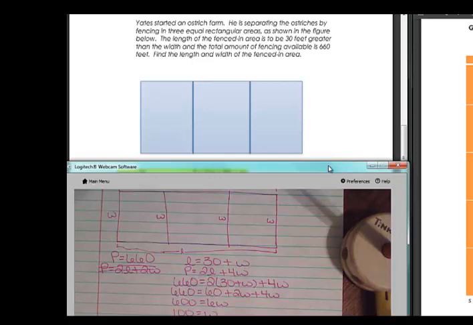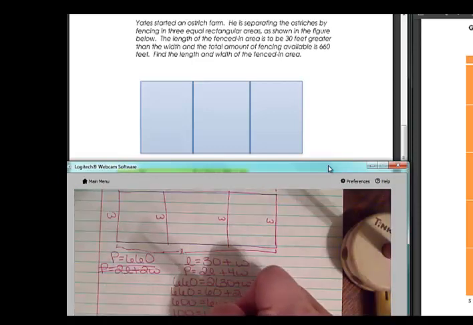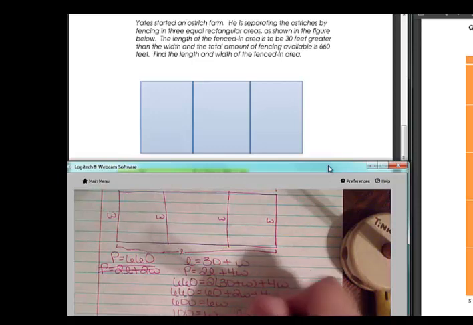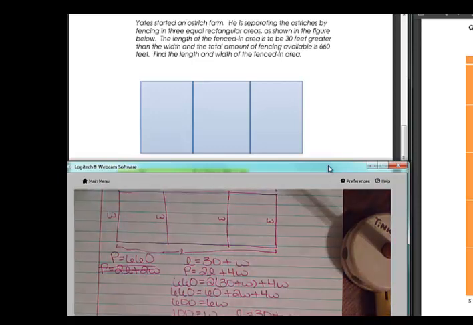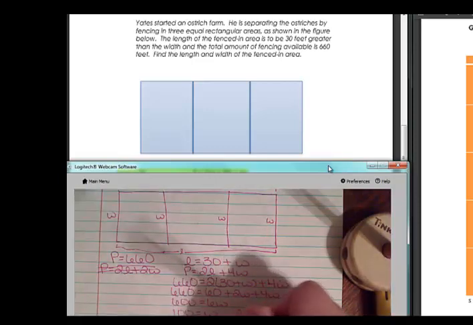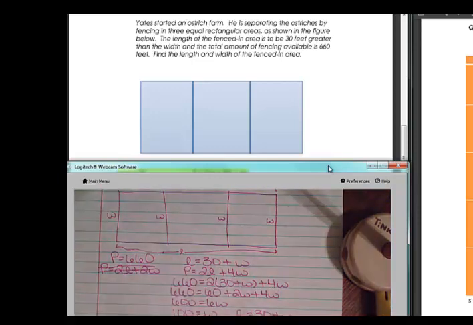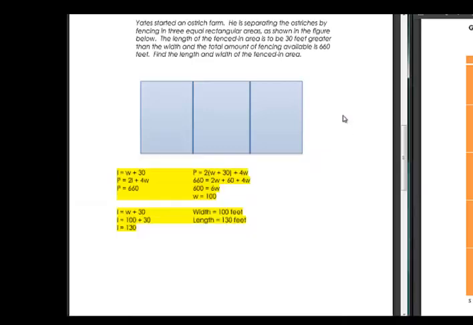Okay, again we're just going to substitute that back in. We know our length was 30 plus W. So plug in 100 for our W, and we get 130 is our length. Let's check our answer. And we got the right answer.